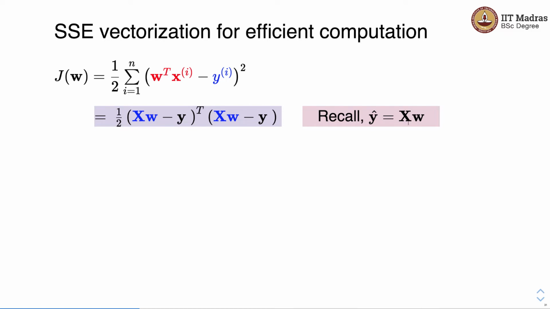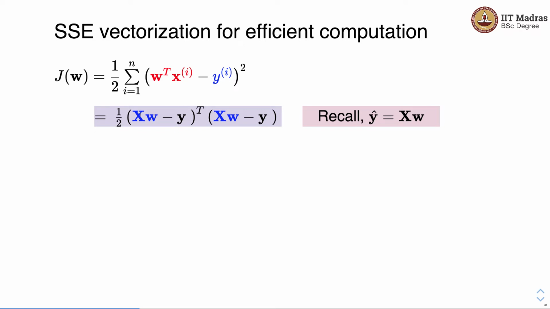So what we do is we substitute Xw for W transpose xi. So W transpose xi essentially gets us a label for a single example. But when we perform the matrix vector multiplication of the feature matrix and the weight vector, we obtain labels for all examples at once. And this is the label vector, this is the actual label vector. It contains the actual values of the output. So we take the difference between the predicted value and actual value, we take the transpose of it and multiply it with the same quantity, with the difference.